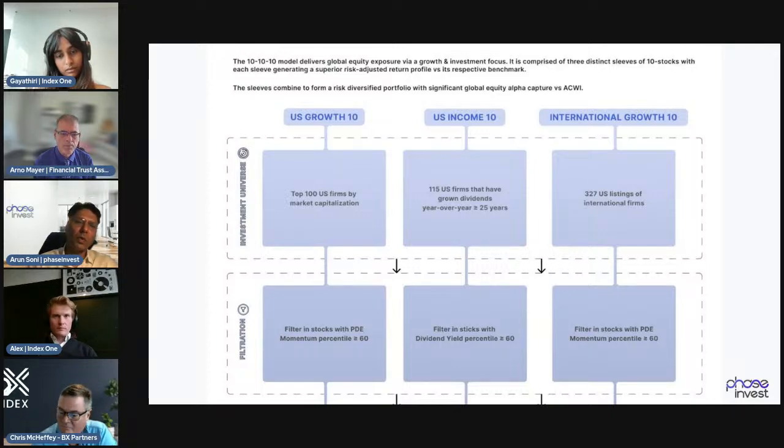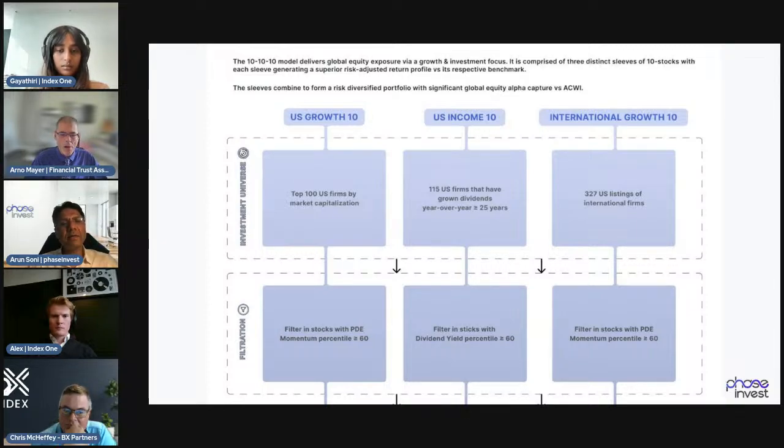And going back to what we discussed before, the first step is to construct an investment universe that's calibrated to each sleeve. So, for example, for the US growth, which is the momentum, we take the top 100 US stocks by market cap. In the income, we find there's 115 US securities that have grown dividends over the long term each year. And the international one is all the, as I said, the listings on major exchanges of non-US domicile stocks. There's about 325, 327 of those.